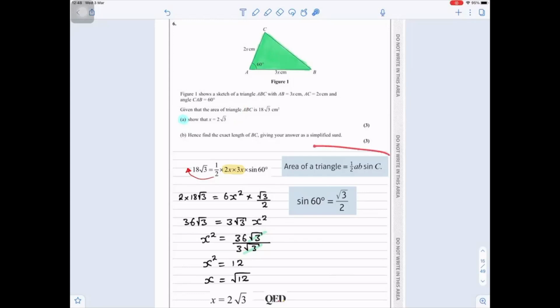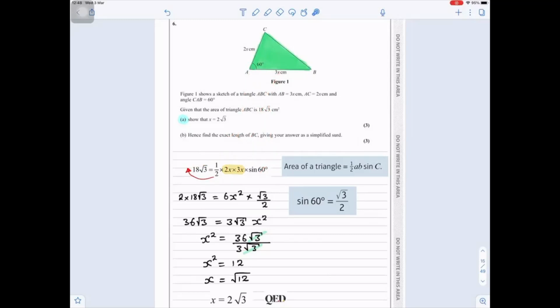We want to use this formula for the area of a triangle, half ab sine C. a is one of the sides, b is the other side, and C is the angle in between. So you put that in the formula, and the area is 18 root 3. a is 2x, b is 3x, and sine of C is sine 60.